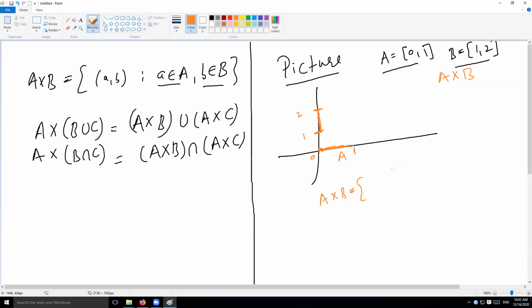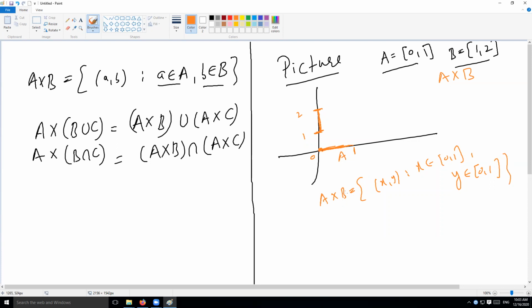So A cross B is going to be what? It's going to contain X and Y such that X is a real number in the interval 0, 1 and Y is a real number in the interval 0, 1, right? This is what is going to be the form.